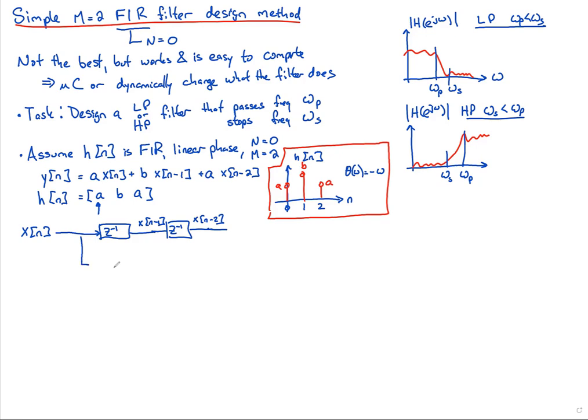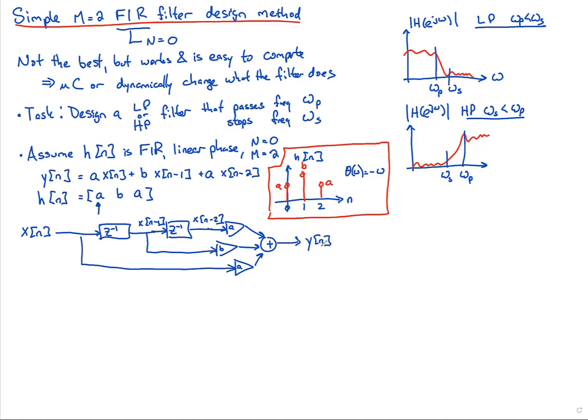And now we just sum these guys up. We're going to sum our x of n, we'll multiply it by an a, we'll multiply this by a b, we'll multiply this by an a, and we sum all of them up, put in all the arrows so we can see which way we're going, and this is our output.